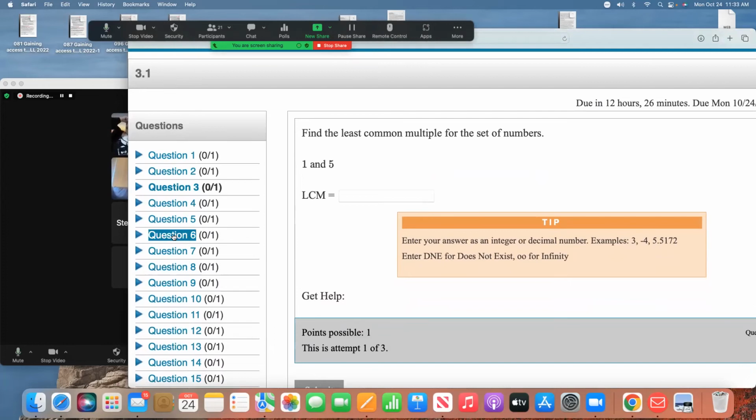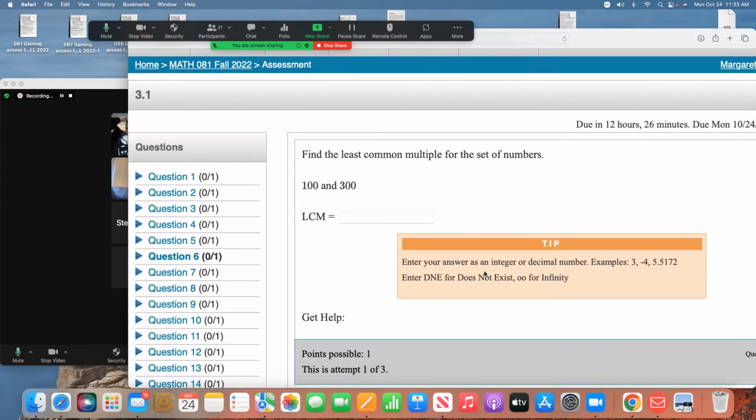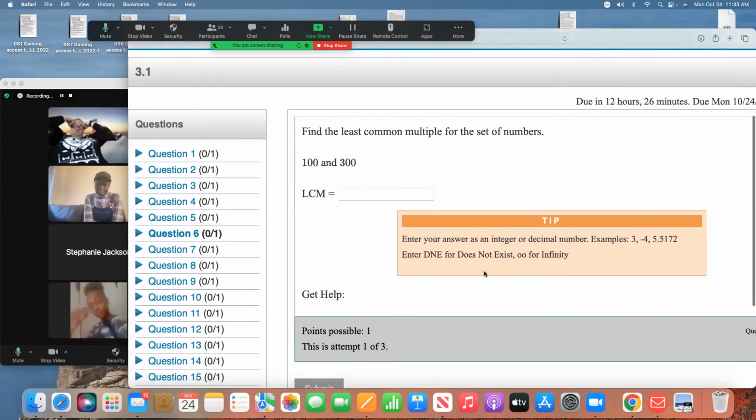1 and 5, 5. Cute. 100 and 300, 300. So if the bigger number is good enough, grab it. And so that's a rule.